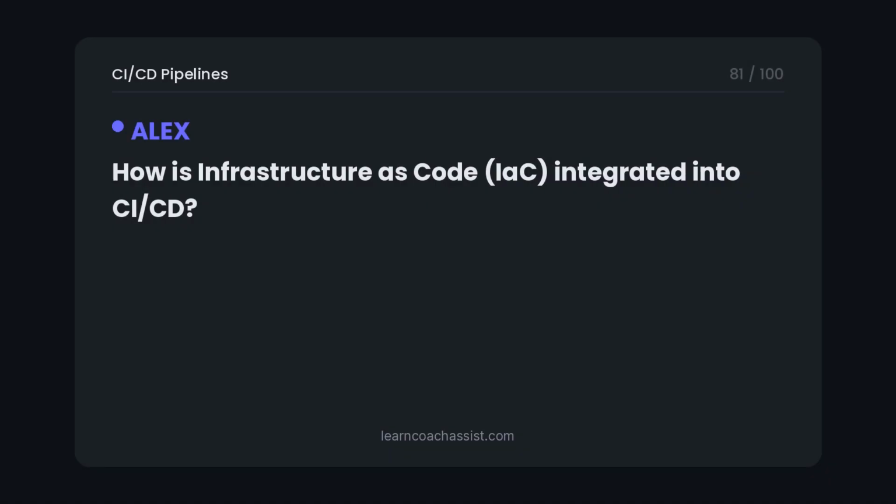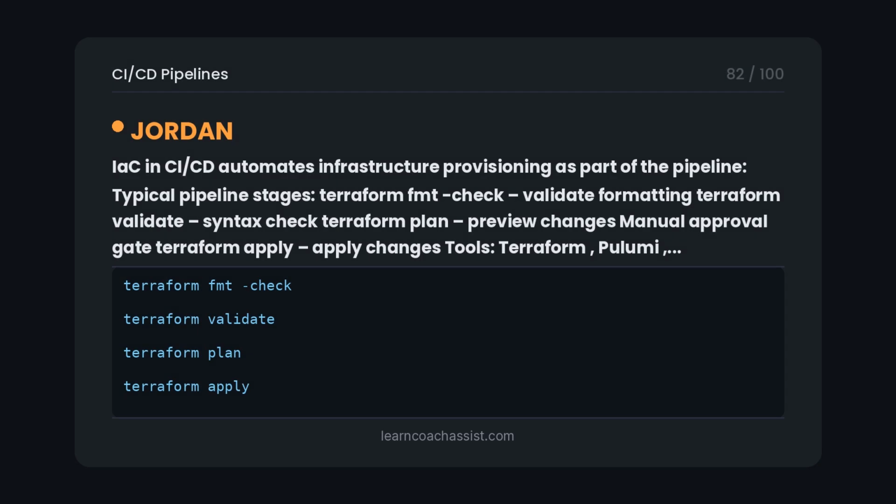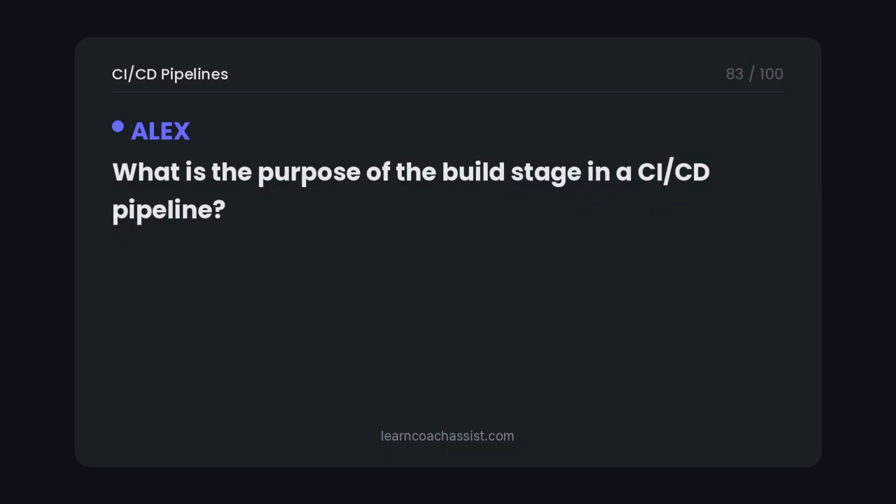How is infrastructure as code, IaC, integrated into CI/CD? IaC in CI/CD automates infrastructure provisioning as part of the pipeline. Typical pipeline stages: terraform fmt check, validate formatting; terraform validate, syntax check; terraform plan, preview changes; manual approval gate; terraform apply, apply changes. Tools: Terraform, Pulumi, CloudFormation, Ansible. Store state files remotely, in S3 or GCS, and use state locking to prevent concurrent modifications.